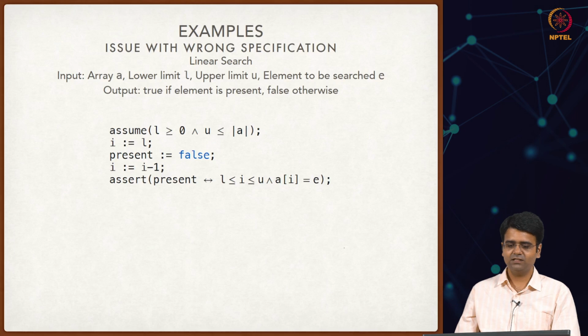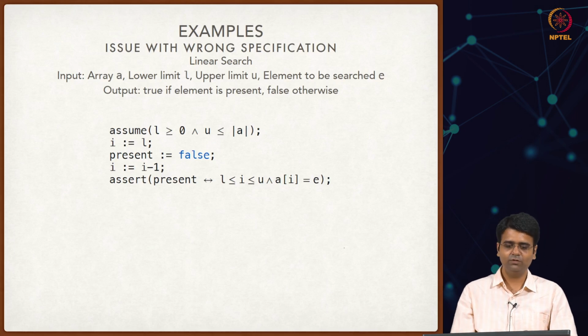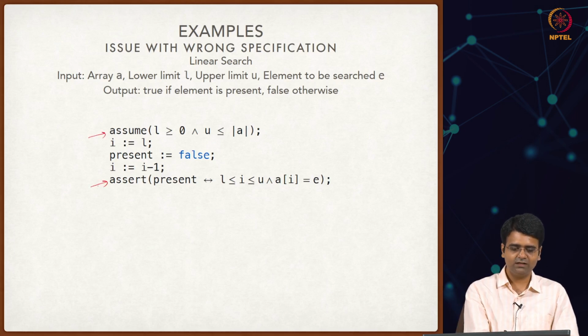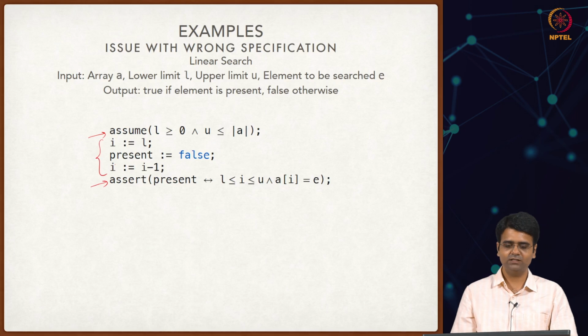So let's look at this very simple program. I have not changed the precondition or the postcondition. I have not changed the specification, all I have changed is the program. So what does this program do? It's quite simple. It first assigns I to L, it says present is equal to false, and then it says I is equal to I minus 1. So now you can see that this program also satisfies this particular specification.